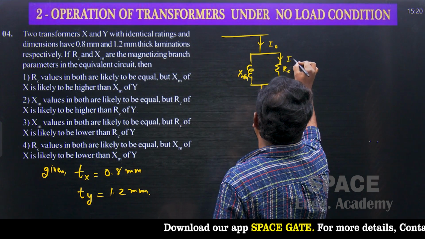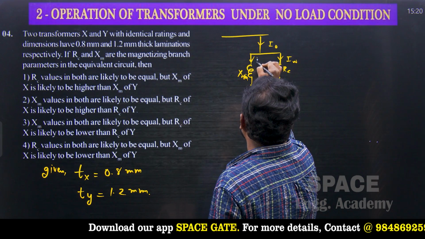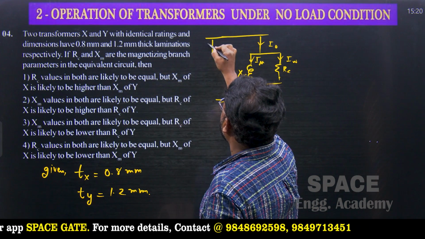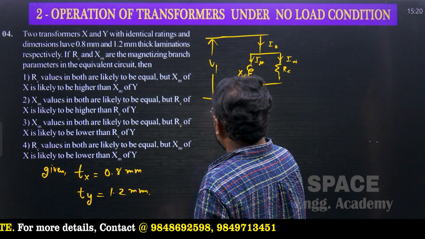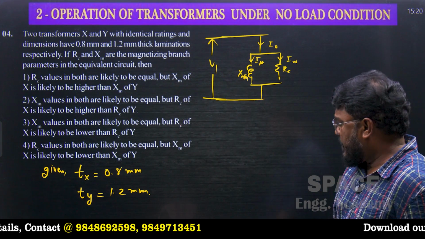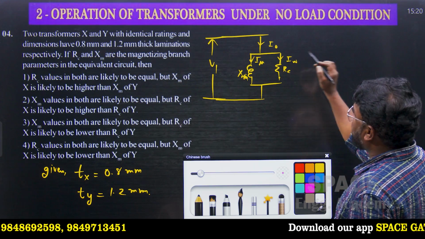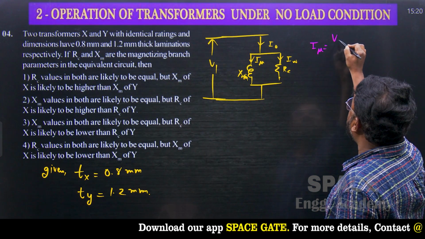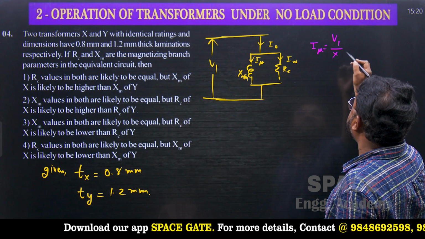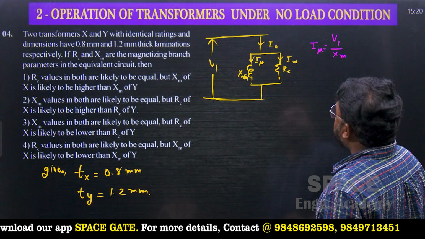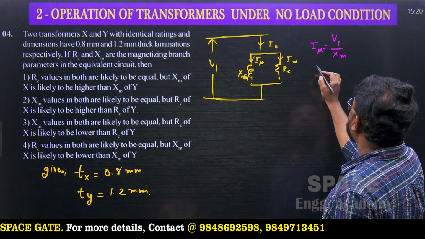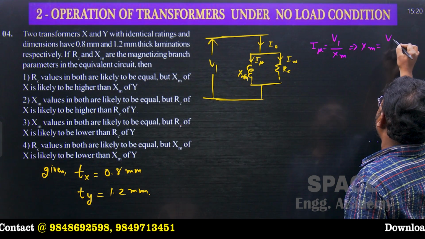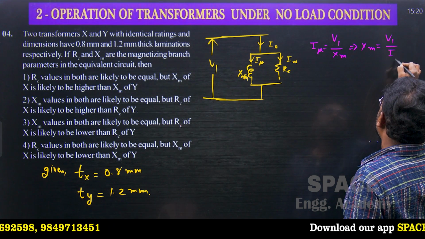Current passes through here, IW, and current passes to this branch is I mu, the magnetizing current, and this is the applied voltage V1 of the transformer. From this equivalent circuit, we can write magnetizing current is equal to applied voltage divided by Xm. Therefore Xm is equal to applied voltage divided by the magnetizing current.